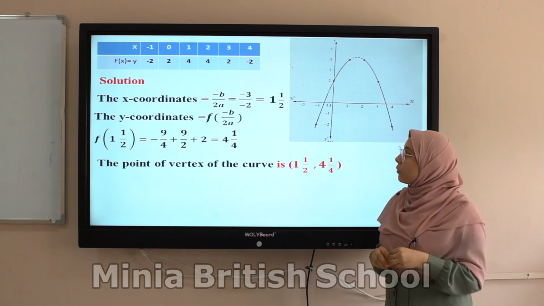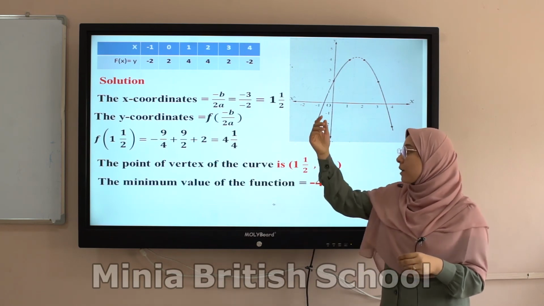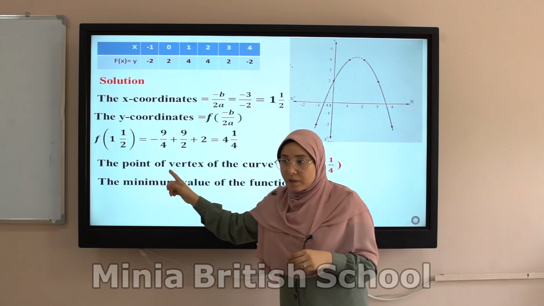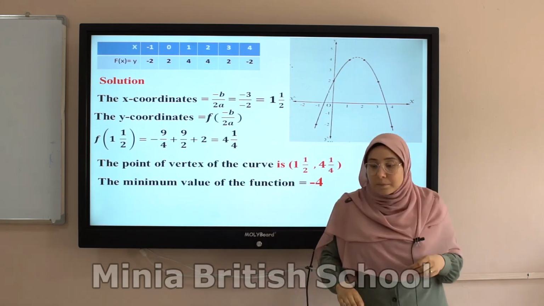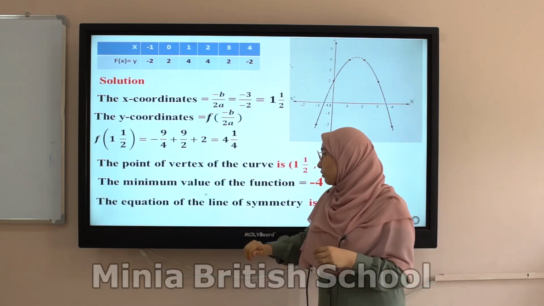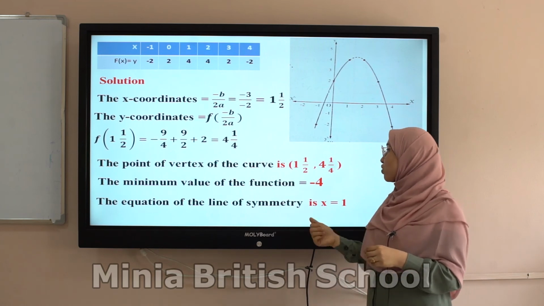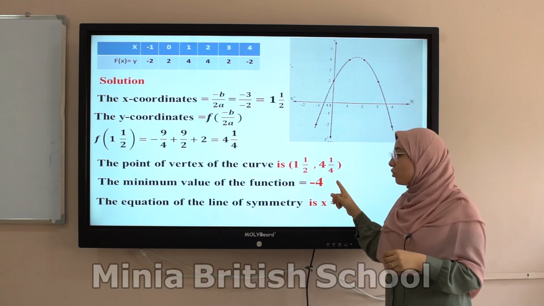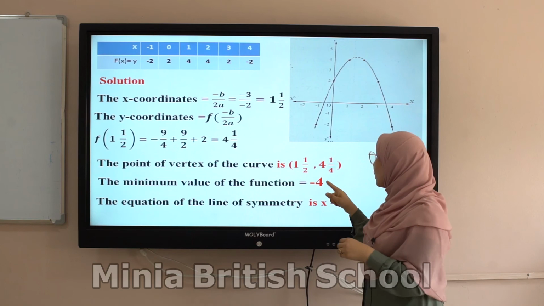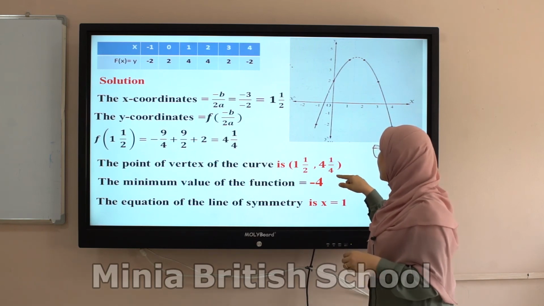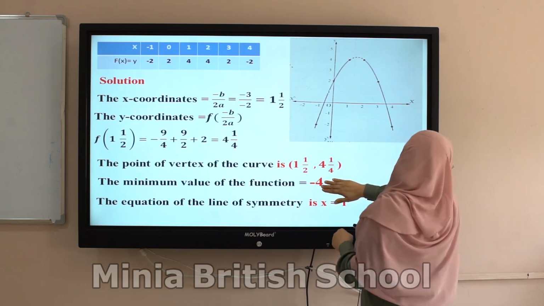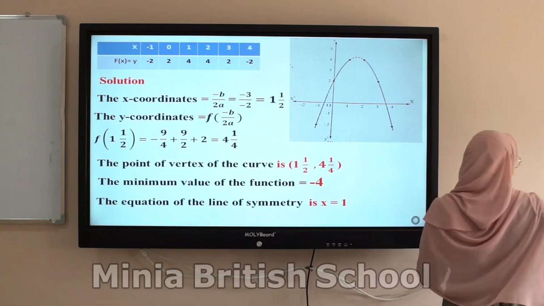Now, the maximum, not minimum, it's maximum. The maximum value of the function equals 4.25, okay?